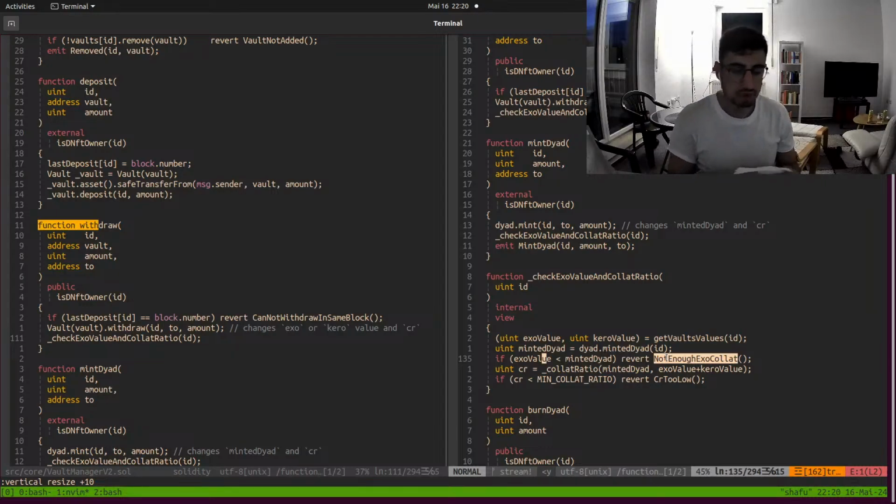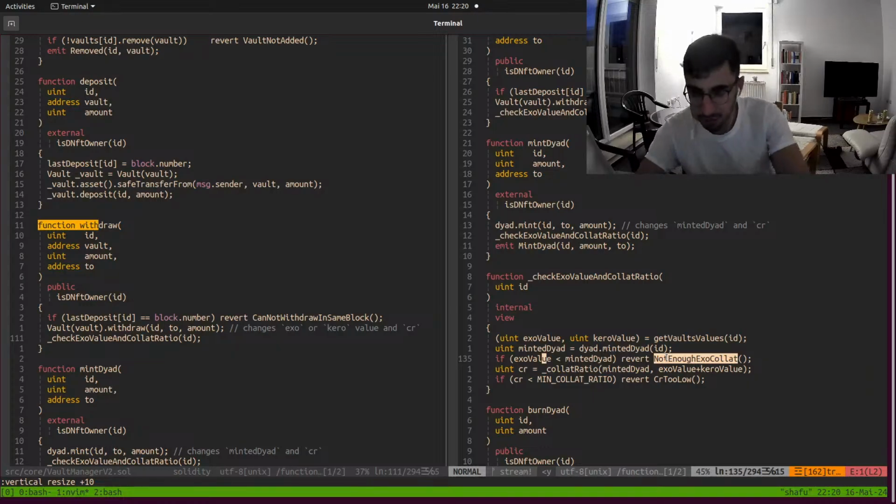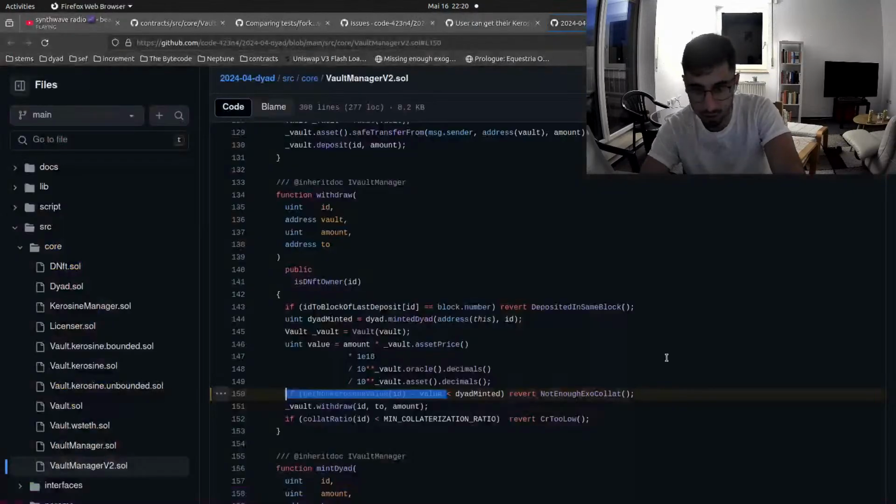And all these fixes were reviewed by Violet, if you guys know her. She's a very good solo auditor, so she did a solo audit on these fixes.